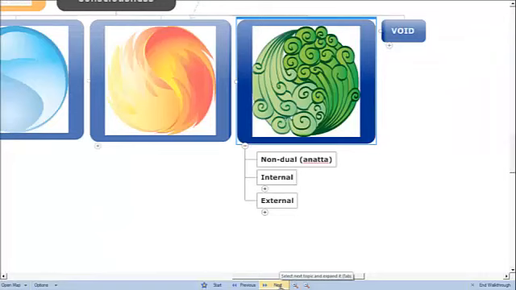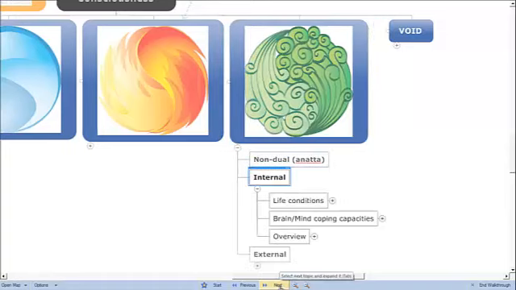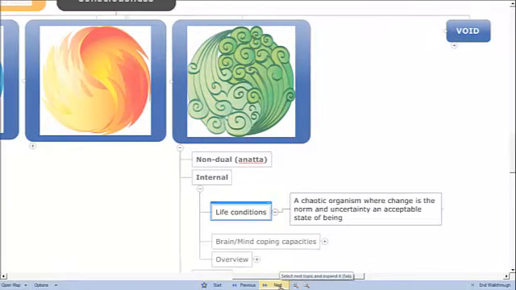So the air element is really about non-dual consciousness. And at the higher levels, it's characterized by this idea of anatta, or no self. So for Air Internal, the life conditions are that it's a chaotic organism where change is the norm and uncertainty an acceptable state of being. I should also mention here, this is not in the mind map, but this is generally the first level of awakening, self-awakening, for something like an arhat or a self-awakened person.